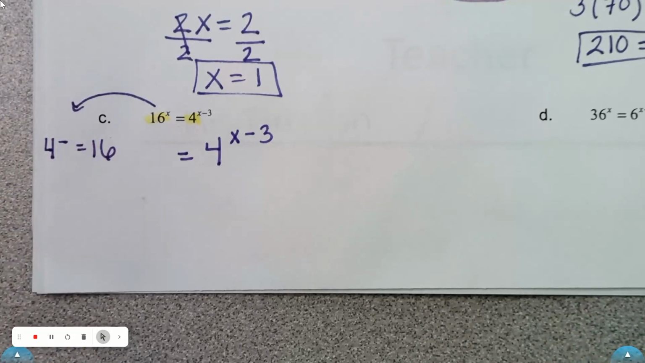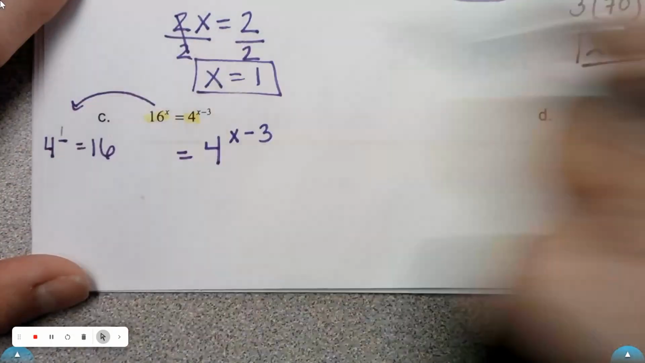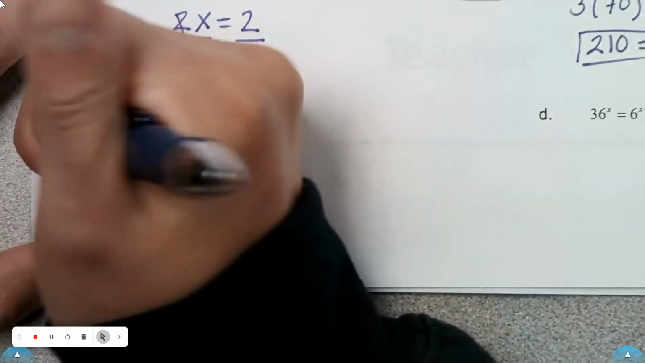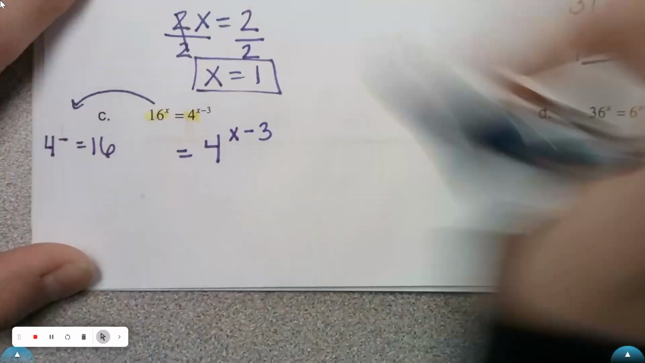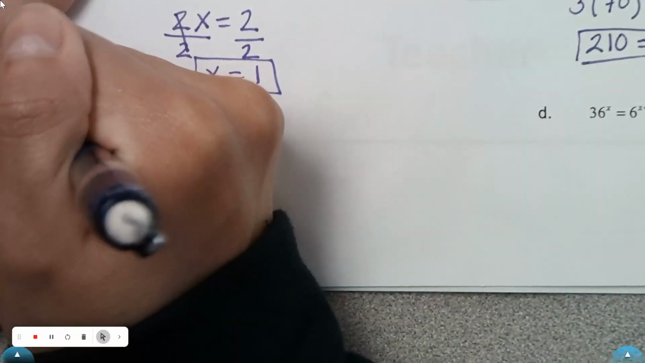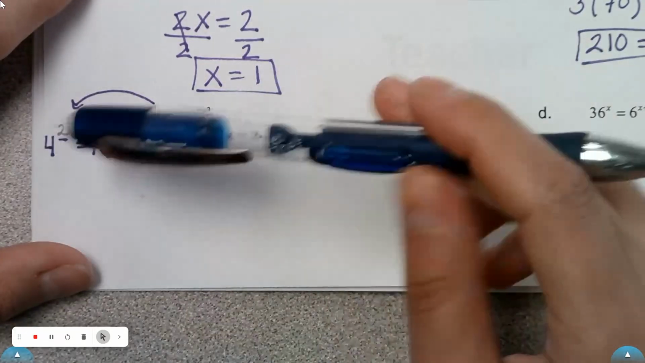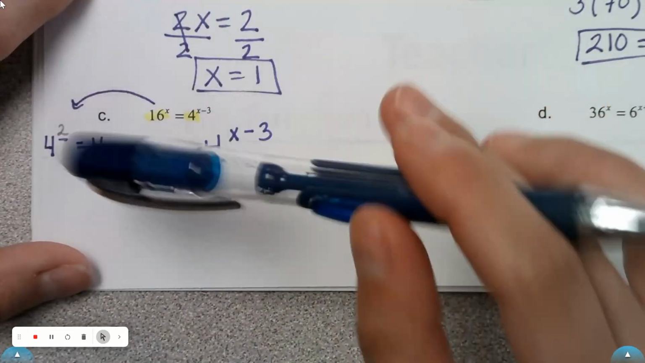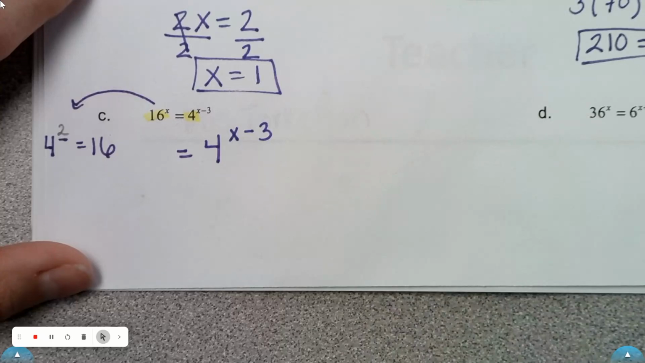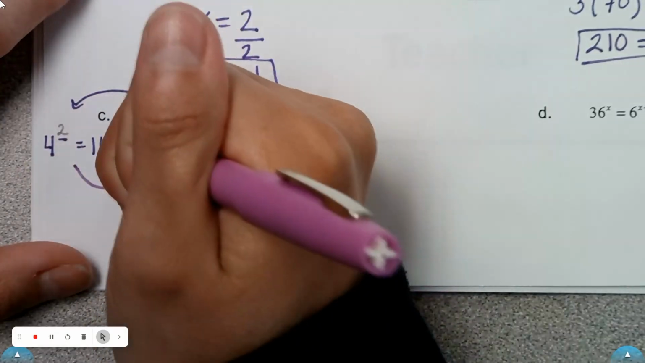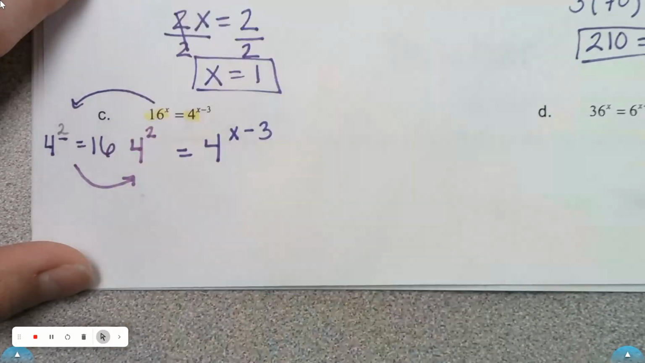Okay, here's where I try different numbers. I'll try 4 to the 1. 4 to the 1 does not give me 16. That is okay. Then I'll try 4 to the 2. 4 to the 2 does give me 16, so that's perfect. Then I'll write this here. So this is 4 to the 2.